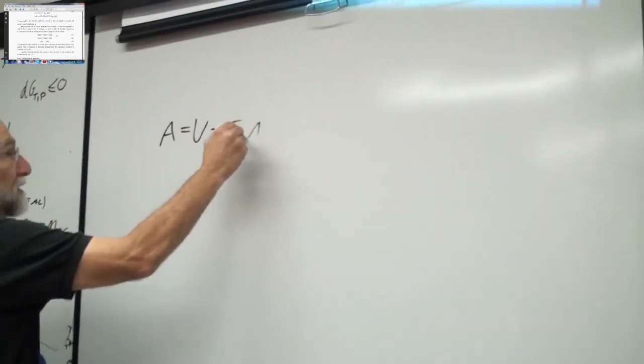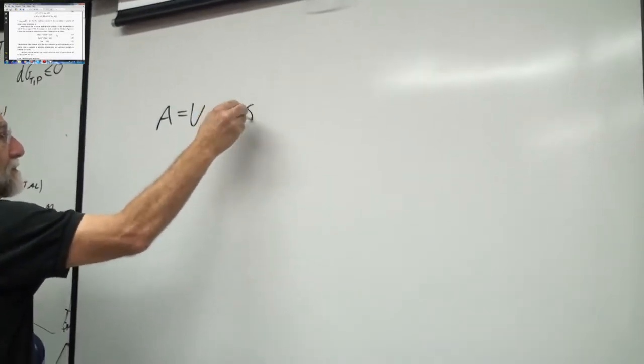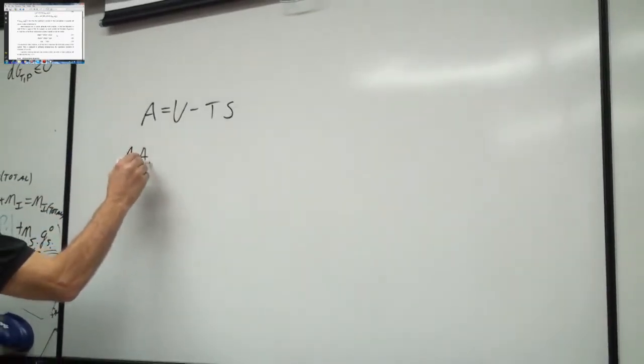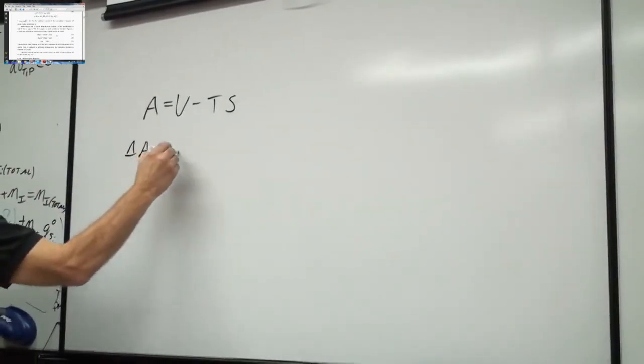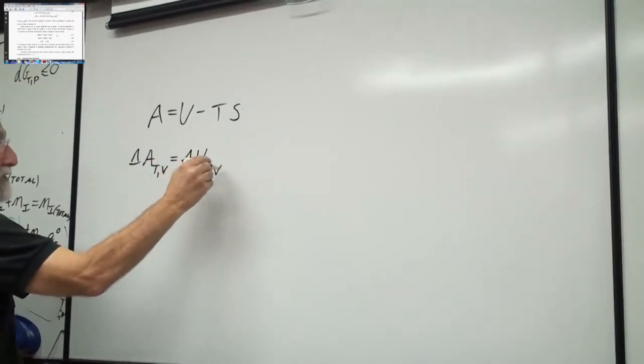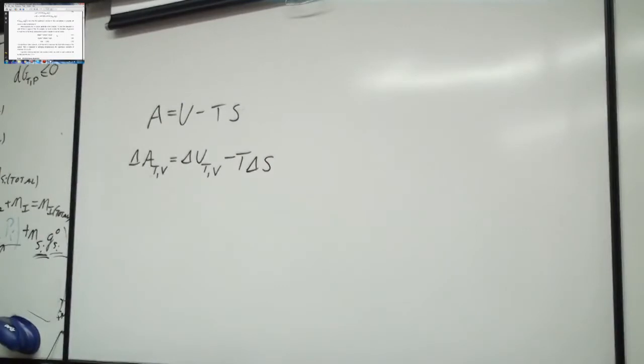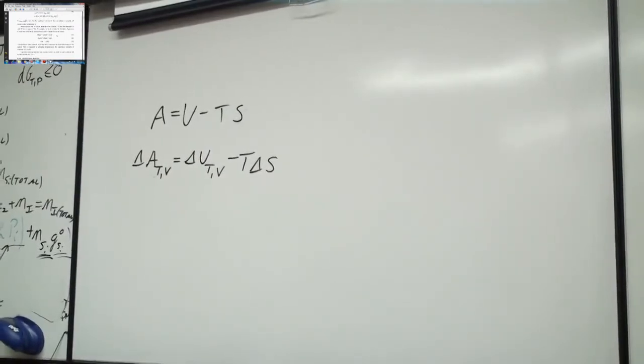Okay, we define the Helmholtz energy A, which is another auxiliary function, as U minus TS. Remember G was H minus TS. A is U minus TS. So delta A at constant temperature and volume is equal to delta U at constant temperature and volume minus T delta S. But remember, for a process at constant volume, delta U is equal to the heat.